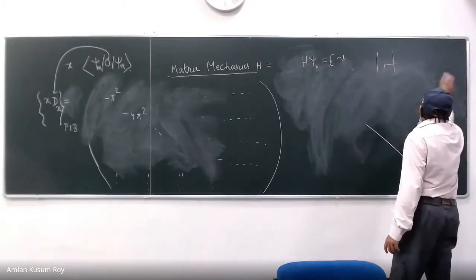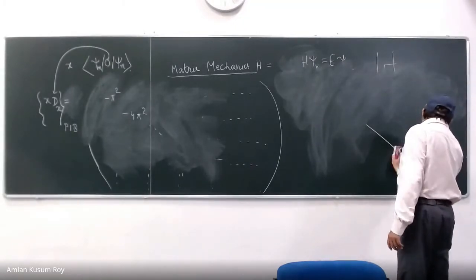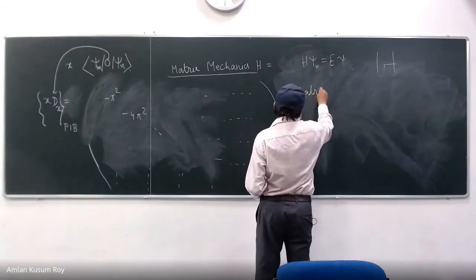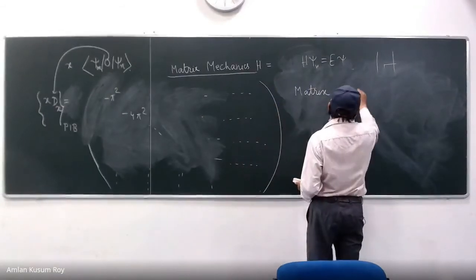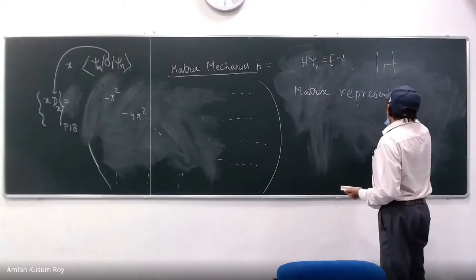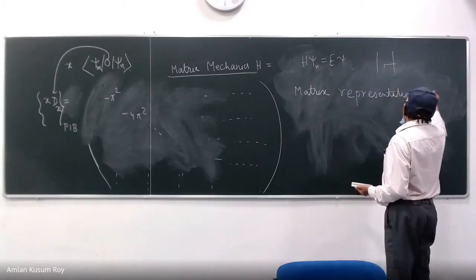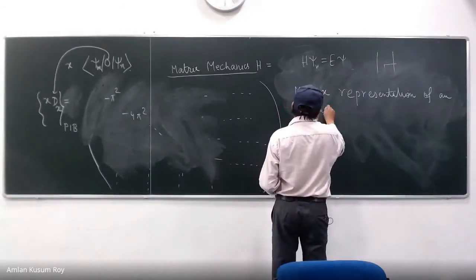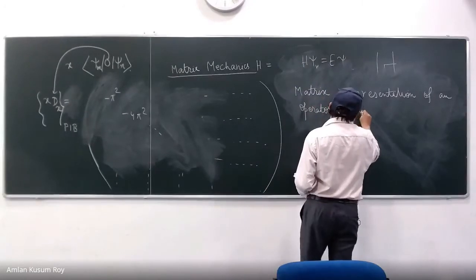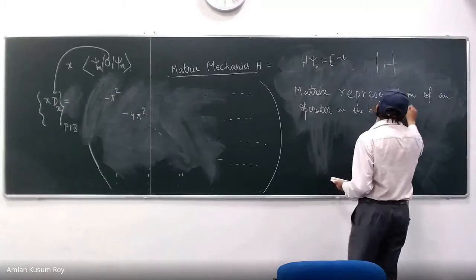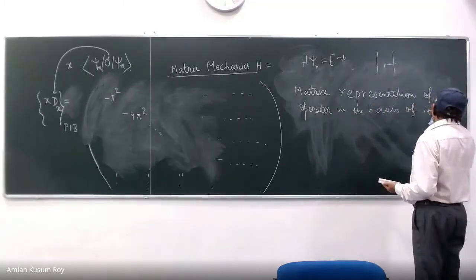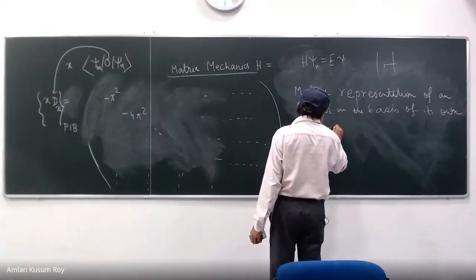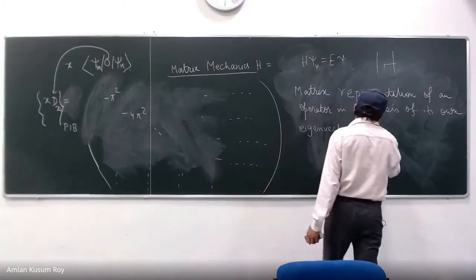So I have understood that the matrix representation of an operator in the basis of its own eigenvectors is diagonal.